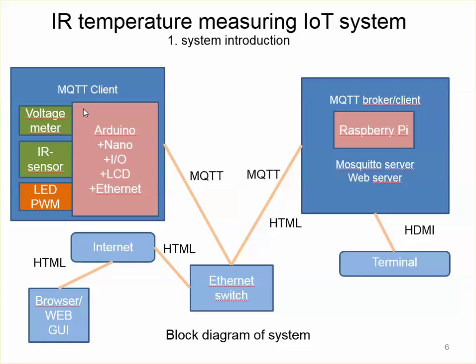And what is here on the sensor side? There's a voltage meter. We are using the Arduino's AD converter to act as a voltmeter, and then there's an infrared sensor connected to the Arduino to measure the temperature. For the output device, we are using one LED. So the LED is our output device, and we could control the brightness of the LED.